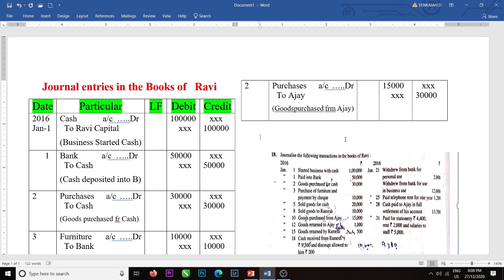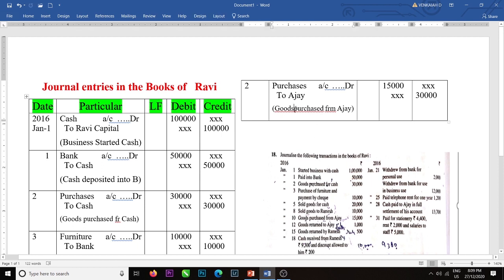Actually, on 10th date we purchased goods. On 12th date we returned goods. These returns are called purchase returns. Now we are entering the purchase returns.